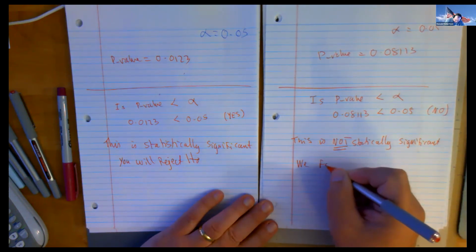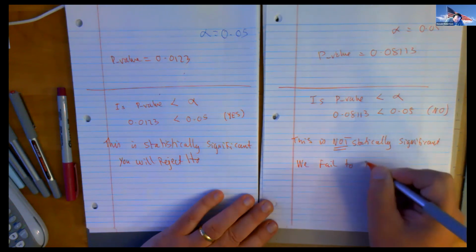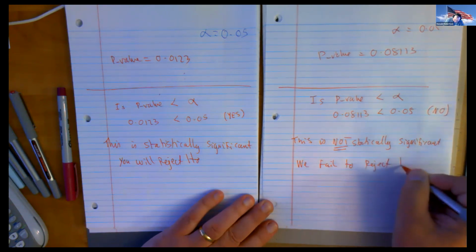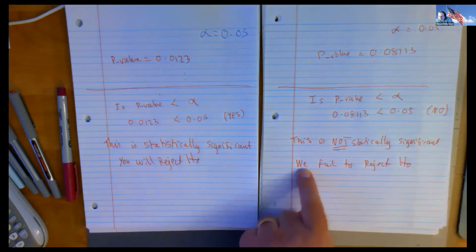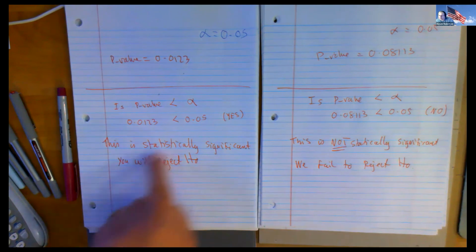And we fail to reject H0. That is a very kind of double negative way of saying something. Failing to reject, I think that's why I get confused. You just have to know that that's the sentence that belongs with this story, and this is the sentence that belongs with that story.